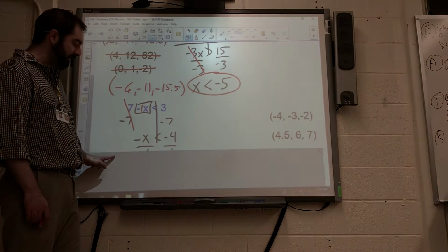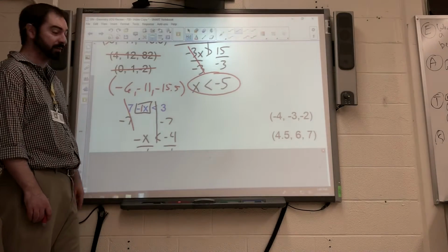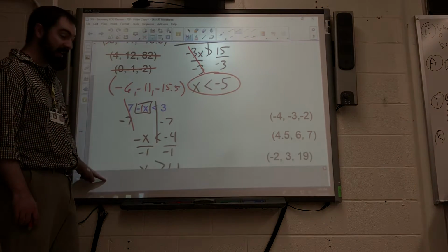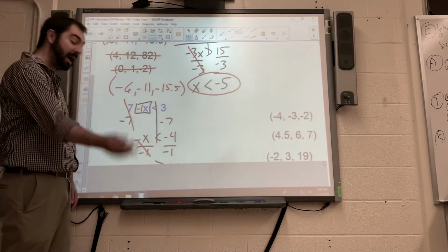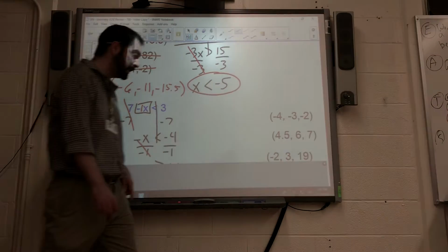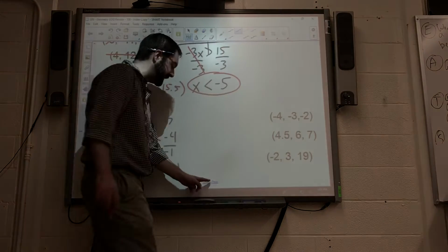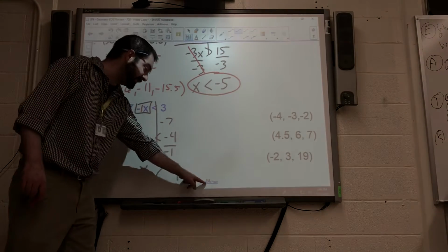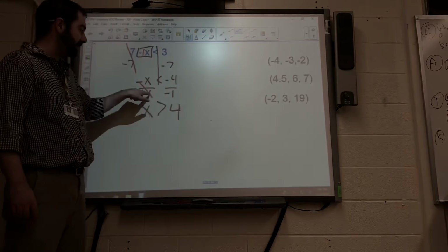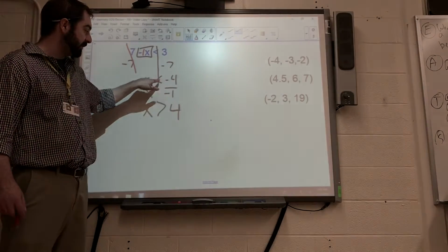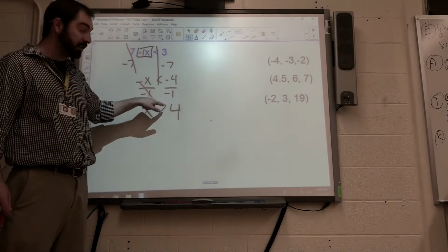But again, I can't leave this alone. I can't have a negative variable. So again, that's -1x. I can divide by -1 because that -1x divided by -1 is +1x. That's what I'm looking for. And then -4 divided by -1 does indeed give me +4. But I flipped my sign because right here I divided by a negative. So again, now I have x is greater than 4.